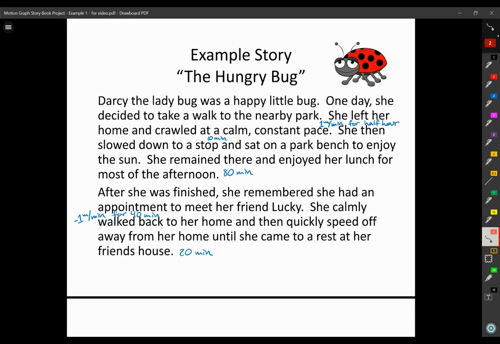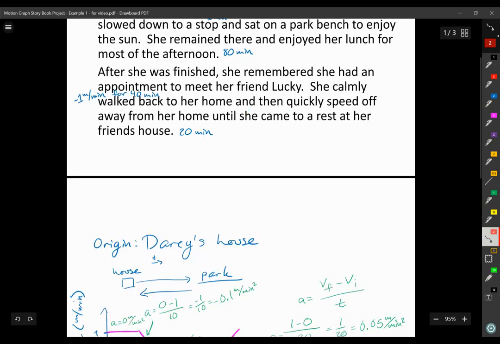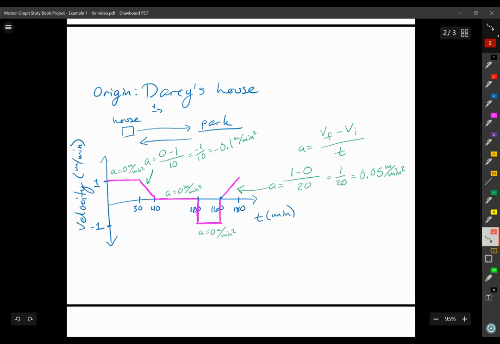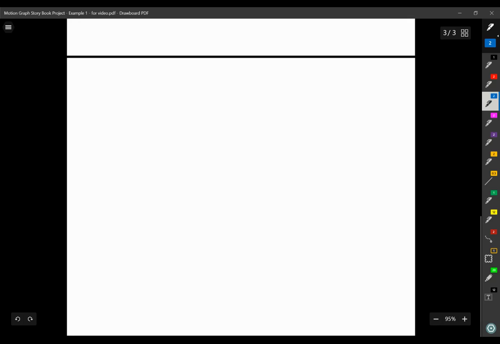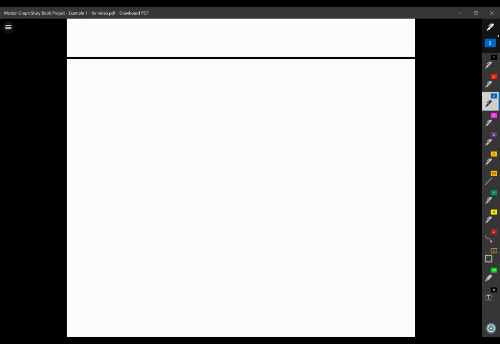Hey y'all, I'm going to finish up this example story and draw the displacement versus time graph, or the position versus time graph. They're the same thing, however you want to label it. Down here is what I did last time with the velocity versus time graph as well as the accelerations. So those two parts are done. We just need to do the position versus time graph.